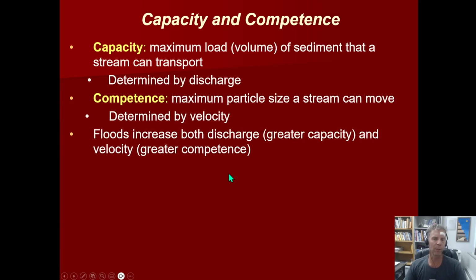Now, when we talk about streams, we can also talk about their ability to carry sediment as both a volume and a size. These are two characteristics we often look at with streams, and that is their capacity and their competence or competency. The capacity would just be how much sediment the stream can carry, so the volume of sediment that the stream can carry. And this is going to be determined by the discharge. Larger discharge rivers that carry more water can move and transport a greater load of sediment to their base level, to their mouth, where they'll then deposit and dump most of that sediment.